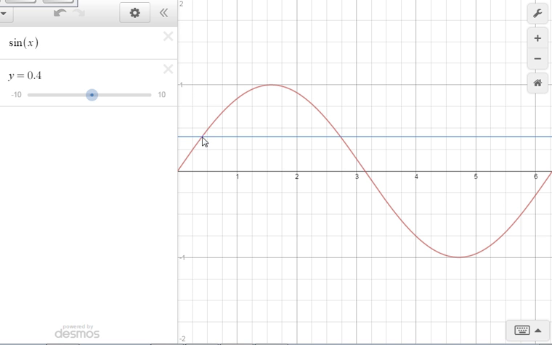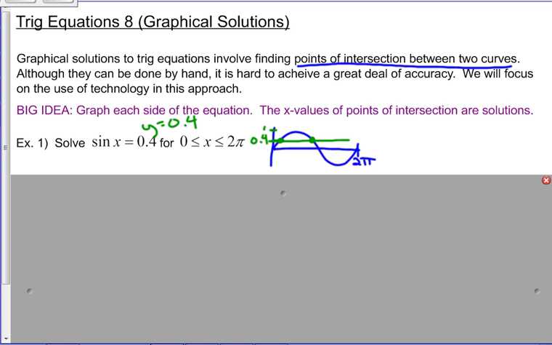The solutions are just the points of intersection. So that happens at 0.412 and 2.73. Easy as that. 0.412 and 2.73.